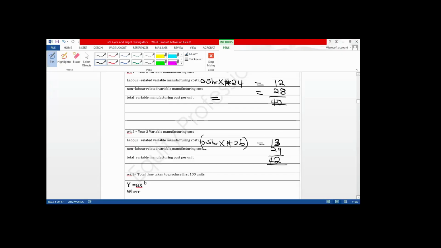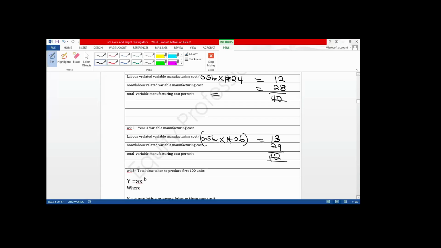Examiners say we want to know the time for the hundredth unit. That is the last unit. After you have gotten to 99 units, you need to produce one more that will complete 100. We want to know the time taken to produce the last unit that will make 100 units. To do this, you are going to first calculate the total time taken to produce the first 100 units.